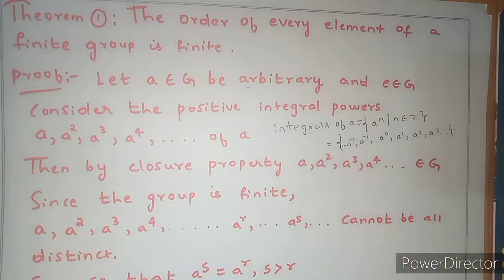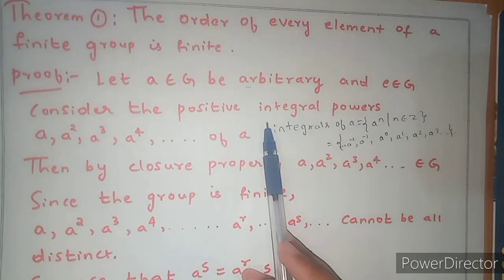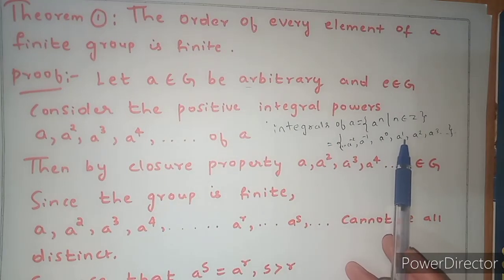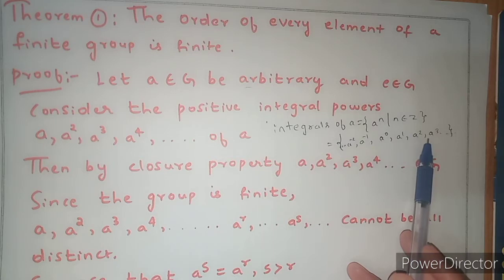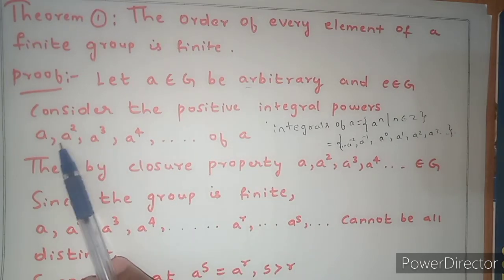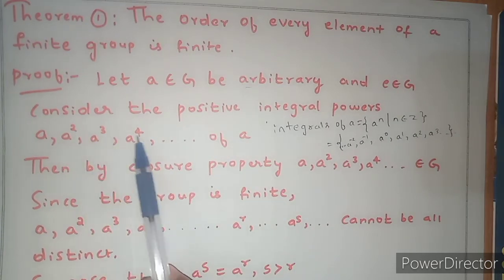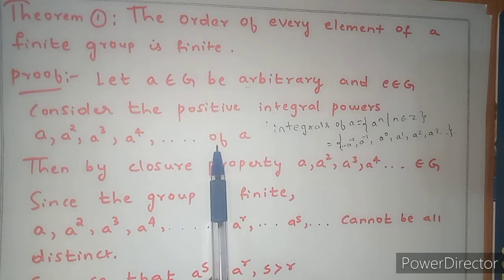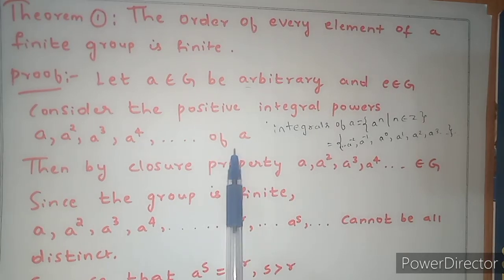But here we are considering positive integral powers. Positive integral powers means greater than 0, the numbers which are greater than 0. Here which are greater than 0? a^1, a^2, a^3 and so on are greater than 0. So here we are considering positive integral powers. So a^2, a^3, a^4 and so on, these are integral powers of a.